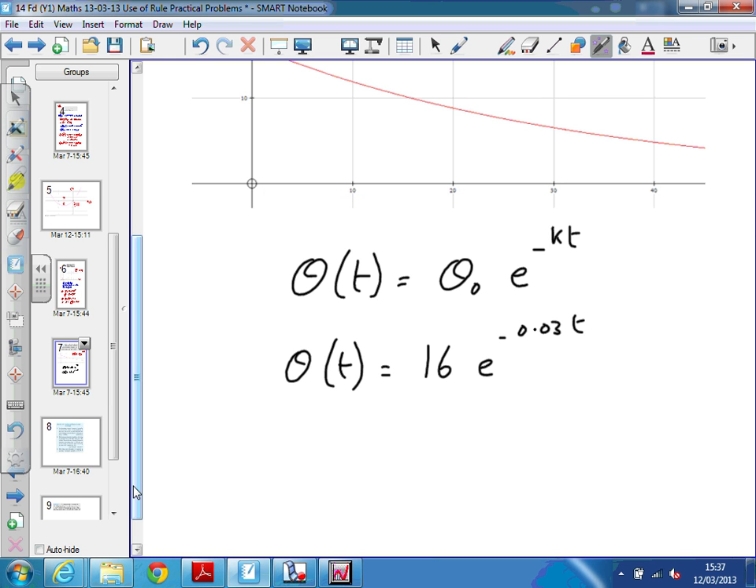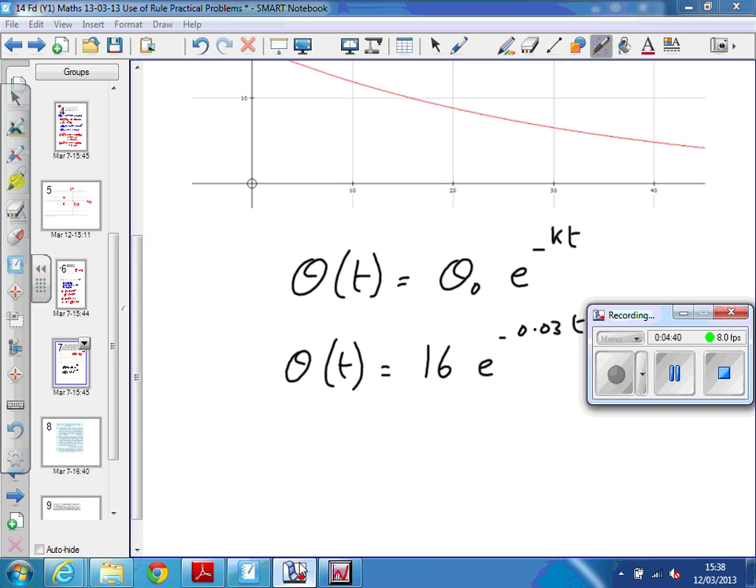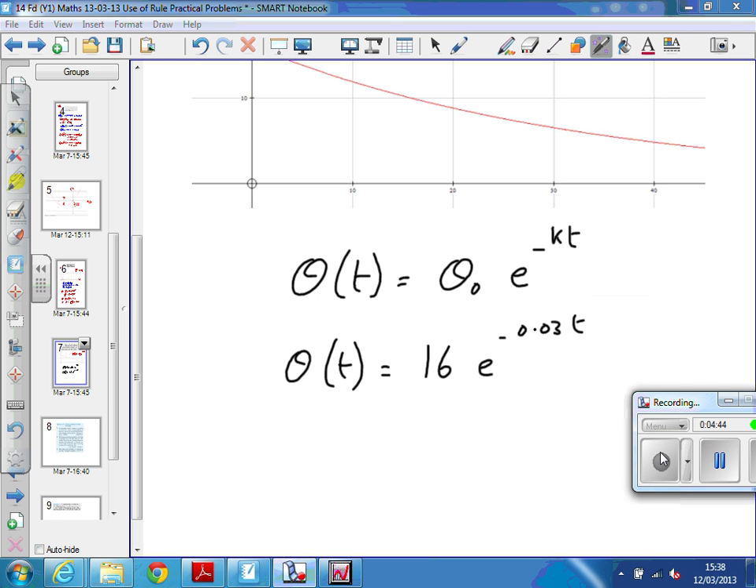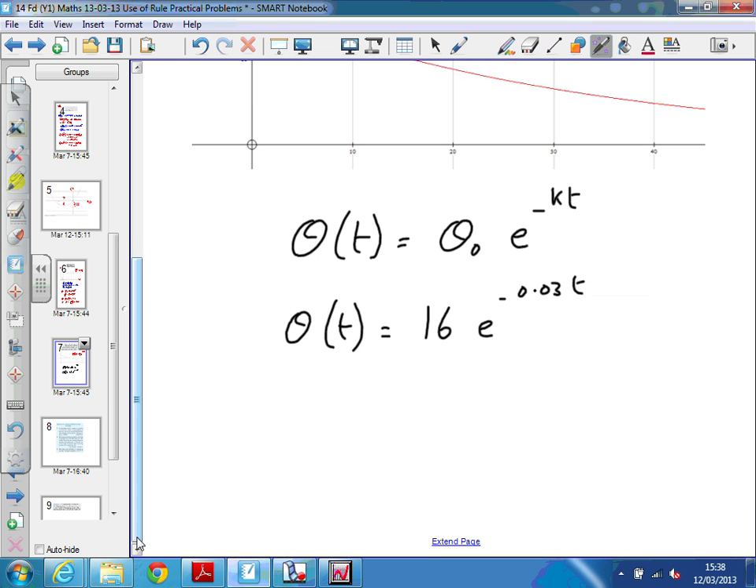So, as Tom suggests, we've got to differentiate this now, and then find out what that rate of change is when the time is 40 seconds. So substitute in 40 for the time and work it out. I'll just pause, see if you can finish the question off. So first step, theta prime equals 16 times minus 0.03. 16 times 3 is 48, so minus 0.48 e to the minus 0.03t.